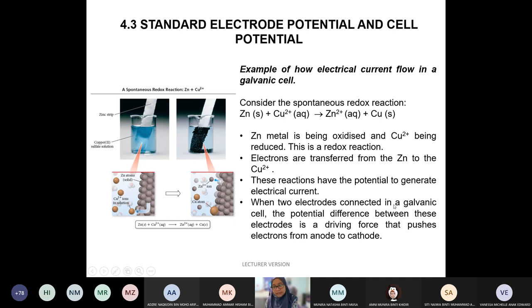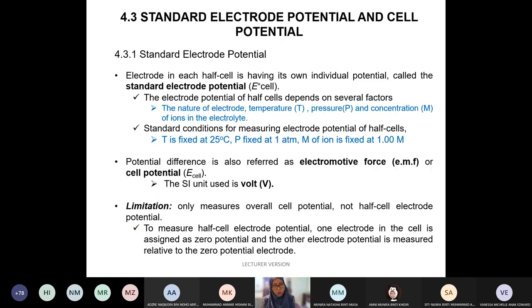When two electrodes are connected in a galvanic cell, the potential difference between these electrodes is a driving force that pushes electrons from anode to cathode. The potential difference, guys, somehow becomes the driving force that pushes electrons from anode to cathode. Okay, driving force. So, if you like chemistry, you must have that driving force to make sure that you get an A for chemistry.